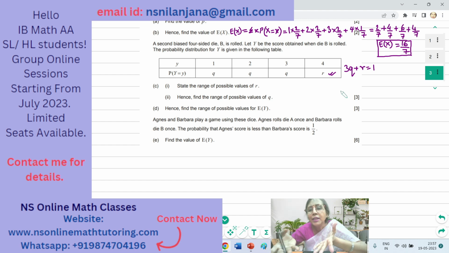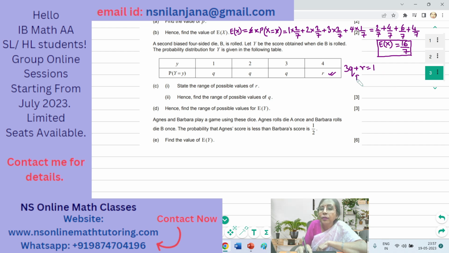If you want, I can test, say, R equal to half. If R is equal to half, then 3Q plus half will be equal to 1, or 3Q will be 1 minus half, which is half. 3Q equal to half. Okay, let me write it, if you cannot just visualize what I am saying.